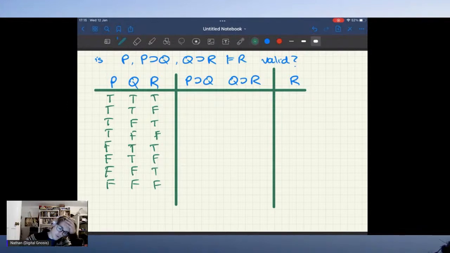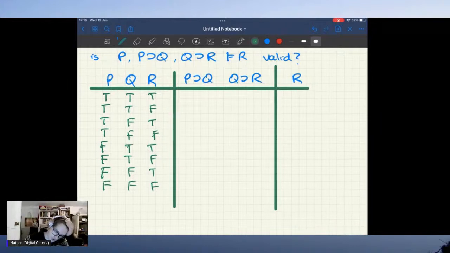So what were our truth conditions for P then Q? Well, here, whenever the antecedent, this first part, is false, P then Q is going to be true. So these bottom 4 are all true. True, true, true, true. And we can do the same for Q then R. Whenever the antecedent is false, well, it's not as easy. We'll do it a different way in a second. Well, let's do P then Q first.